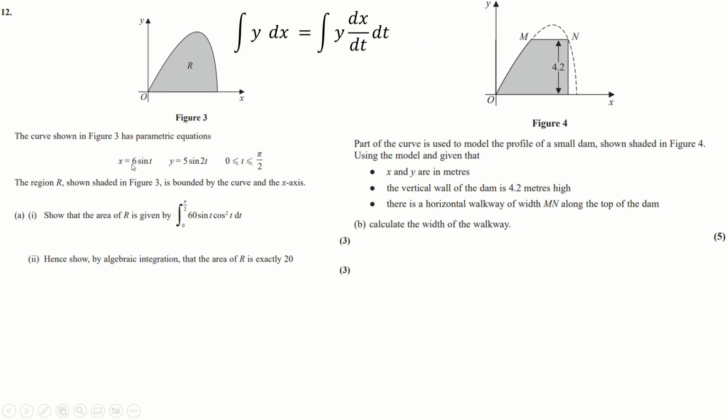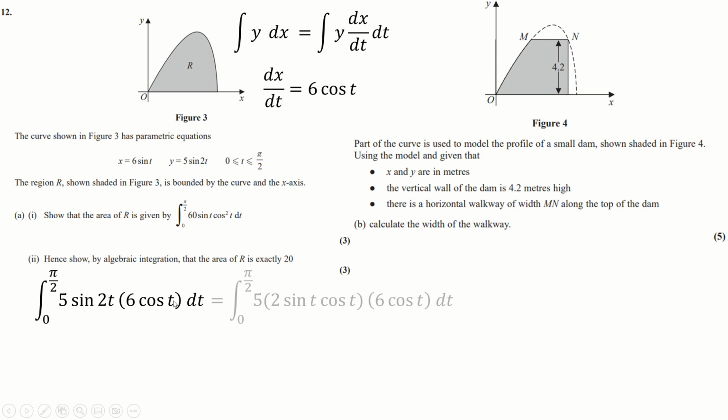So that's what we're going to do. dx/dt is just 6 cos t, very simply. We know that the bounds of integration are just going to be when t is 0 and pi over 2. They told us that, so we can put that in. y is just this, dx/dt is that, dt, we can expand that out. We can write sin 2t.